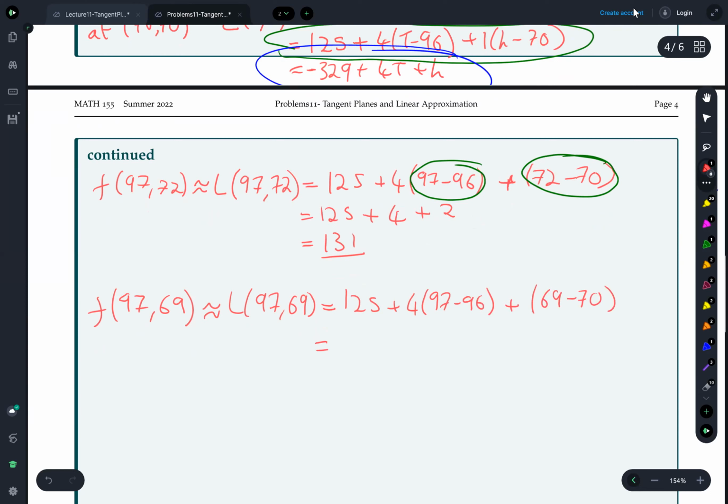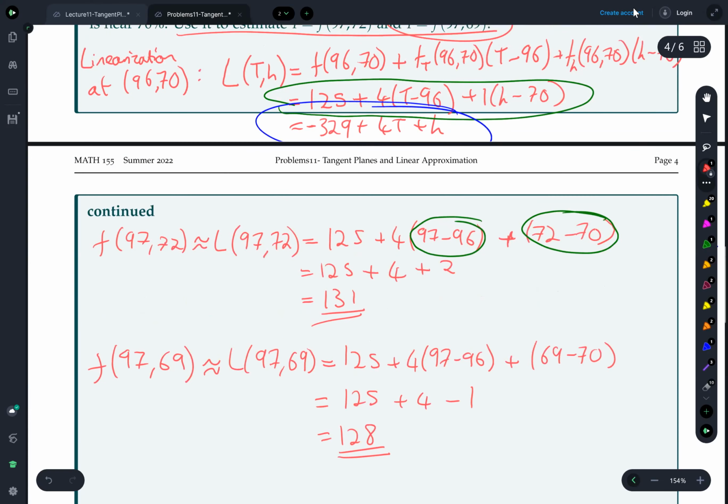So now we're going to have 125 plus 4 minus 1, so just 128. I corrected this value up here, in blue, that should have been minus 329. That's a mistake.